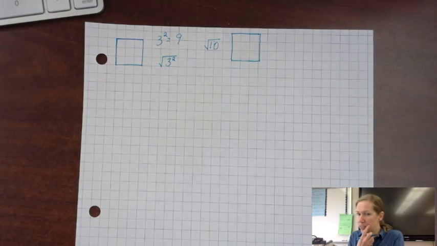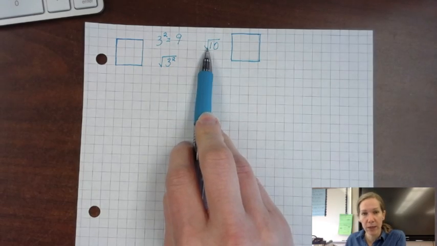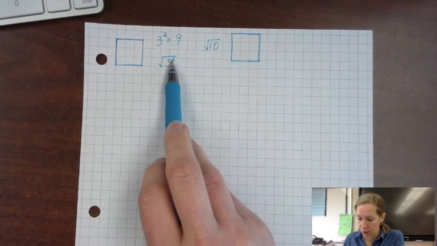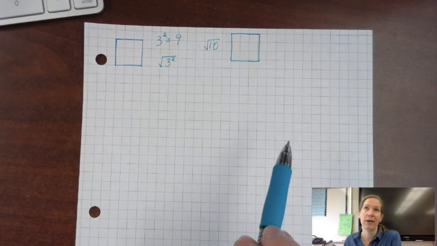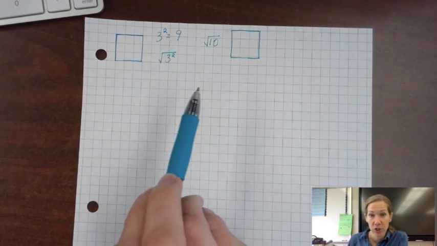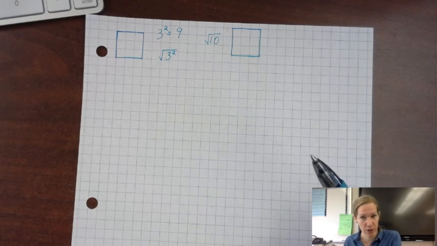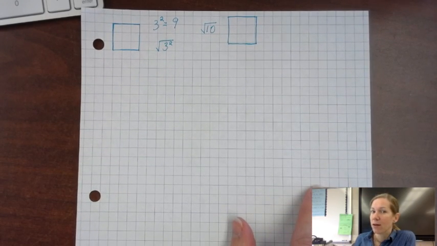It's important to understand that square rooting is kind of the opposite of squaring. So to undo a square, you would take the square root, just like division is the opposite of multiplication or subtraction is the opposite of addition. So let's talk about the Pythagorean Theorem.